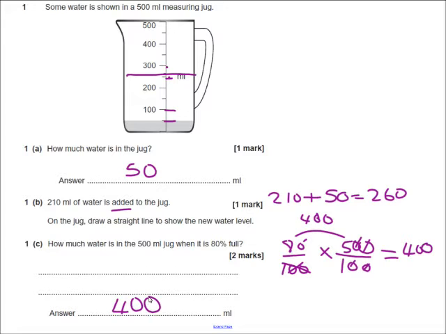1 mark for the right answer, 1 mark for some form of working out. You have to show them what you're putting in your calculator, so they would require you to write something down.